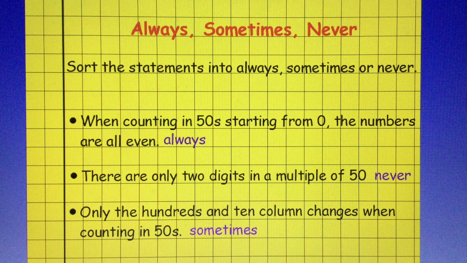The next one, only the hundreds and tens column changes when counted in 50s. This is sometimes true because when it goes into the thousands, those will change, and as you go up, those numbers will change too. So as much as the hundreds and tens will change, so will other columns that are even higher than that. It's just the ones that will not change.